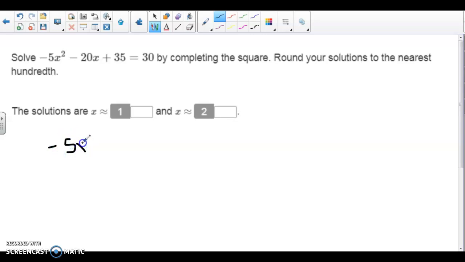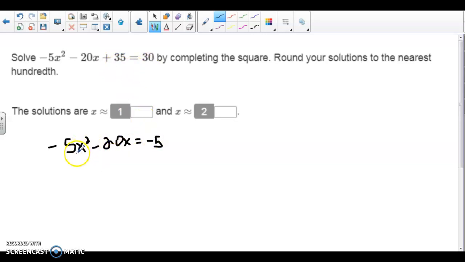Give me negative 5x squared minus 20x. It's going to wind up equaling negative 5, because 30 minus 35 would be negative 5. So subtract 35 from both sides, got negative 5.